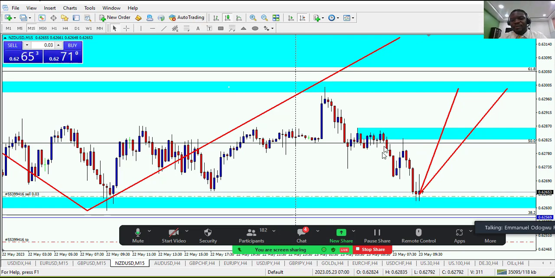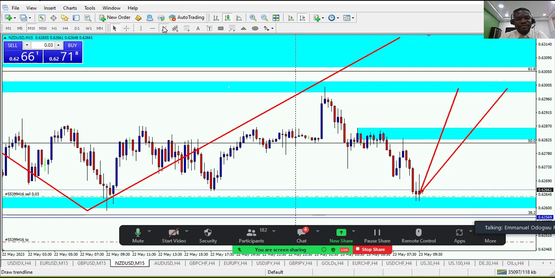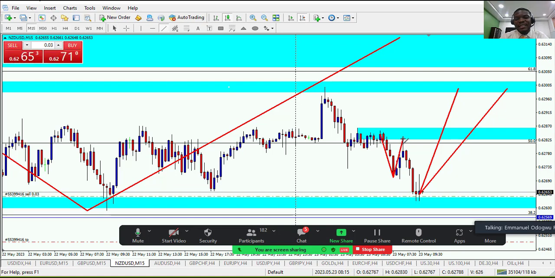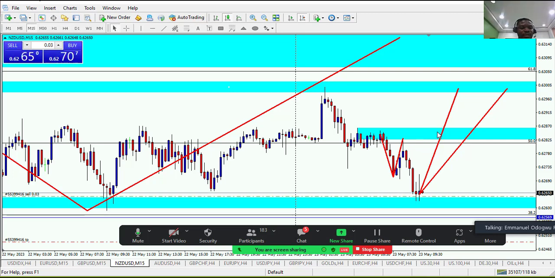So you can see that the price came back to test it, right? So it did something like this. It dipped, right? Then it went back to test it, right? So this kind of test is to confirm that this area is actually a very strong area. So if the market retraces into this area again, I would like to do a sell again. Okay, now that's for NZD USD.